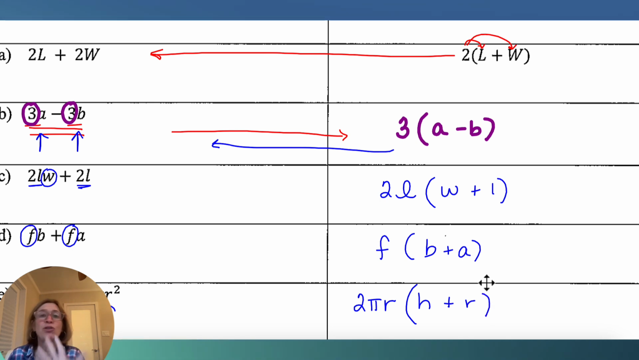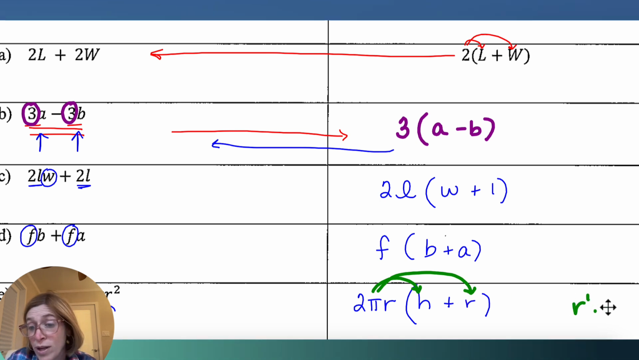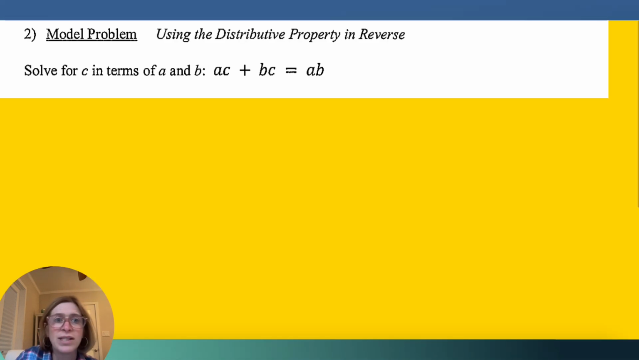Now remember, if you're ever unsure, just redistribute to make sure you've done it right. If I distribute, that means multiply. I'd have 2 pi r times h, and then 2 pi r times r to the 1 times r to the 1. Power times a power, add them, I would get r squared. The reason I wanted to show you that is because we have to use that sometimes when we're solving literal equations. And again, these are the ones that are on fire.